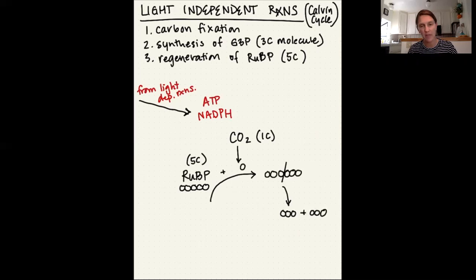You don't have to know the name of that necessarily. You don't have to know it. And then in this cycle, one of these 3-carbon molecules is going to go out of the system, right? While another one of the 3-carbon molecules is going to get shunted on to regenerate RuBP, all right?